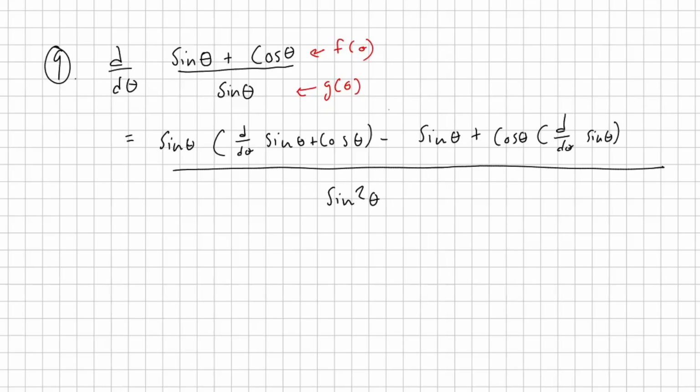Okay. Now what's going to happen? Now let's simplify this even further. We're going to have sine theta, and the derivative of sine theta plus cos theta, taking it individually, is going to be cos theta subtract sine theta. And then here we're going to have minus sine theta plus cos theta. And the derivative of sine theta is just going to be cos theta.